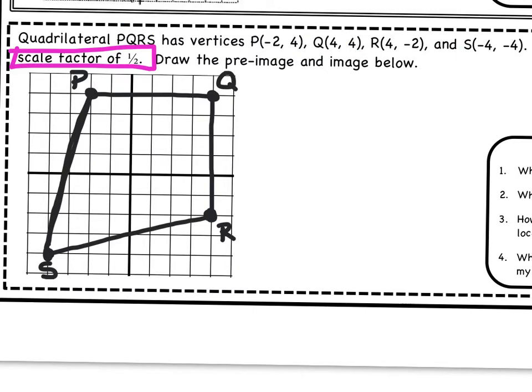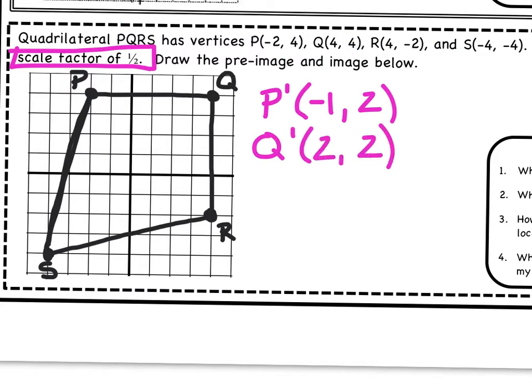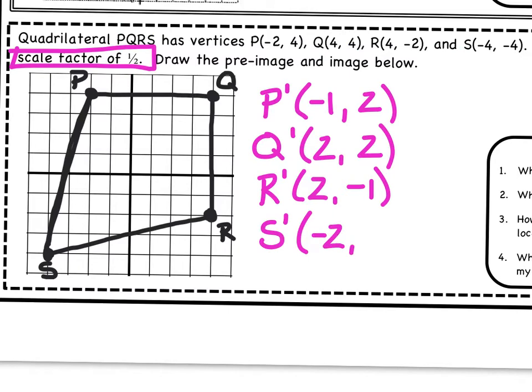So P prime: -2 divided by 2 is -1, and 4 divided by 2 is 2. For Q prime, 4 divided by 2 is 2, and 4 divided by 2 is 2. For R prime, 4 divided by 2 is 2, and -2 divided by 2 is -1. And then S prime is -2 and -2.